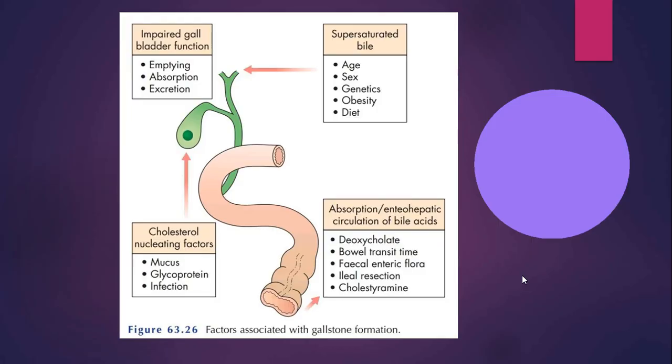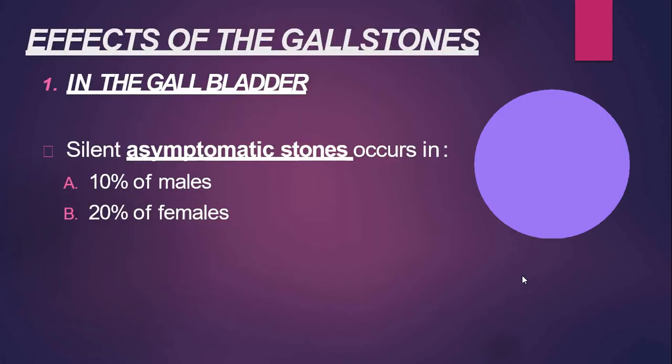Now, deoxycholate, bowel transit time is high, fecal enteric flora is not there. There is an ileal resection, which is known as short gut syndrome, and in short gut syndrome there is malabsorption and cholestyramine. So, what are the effects of the gallstones?